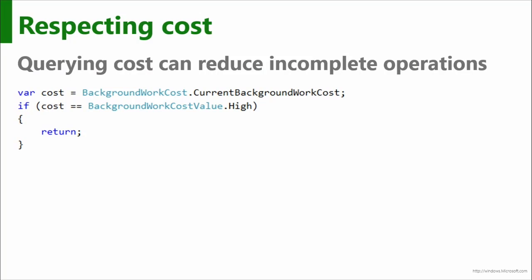You can provide back 1 to 100% if you want to, just so that the foreground task can reflect how much of the work is actually being done. This is particularly interesting in an application trigger, and we'll talk about application triggers here in just a minute. When you do a query for the cost, this is what the syntax looks like. All I say is background worker cost, get background work cost, and it returns back this enum, whether it's high, medium, or low. And from there, I just handle whatever it is I want to do.